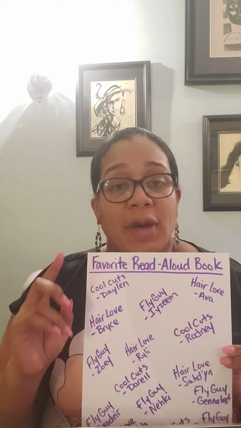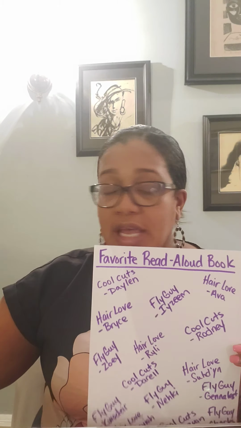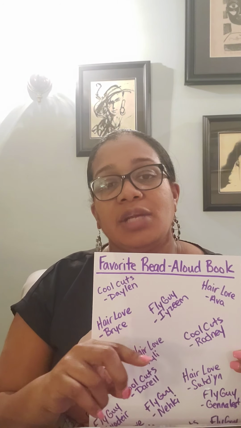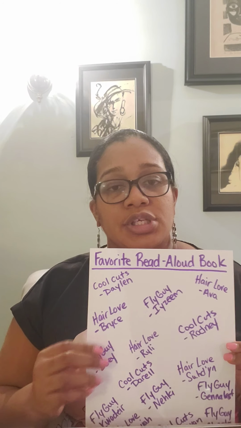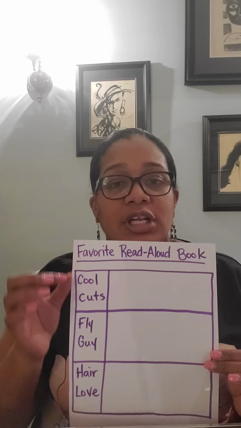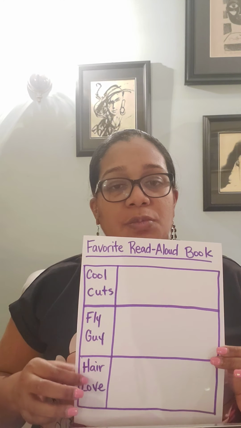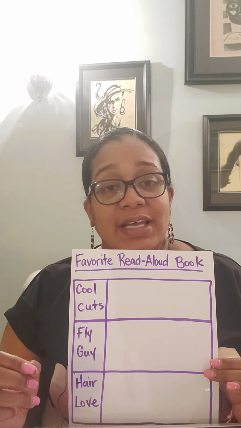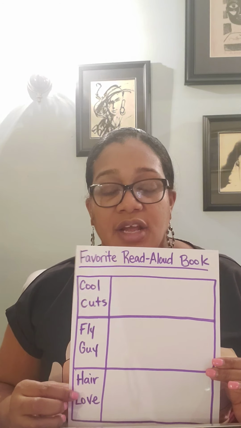I want to take my vocabulary. So I have my data here. I now need to use a table, and I'm going to use tally marks to show the number of people who liked each one of these books. Let's try this out. So here is my table. Again, I have my title, but now I have these categories here. I have each book that we are collecting data on. All right, so I have Cool Cuts, Fly Guy, and Hair Love.